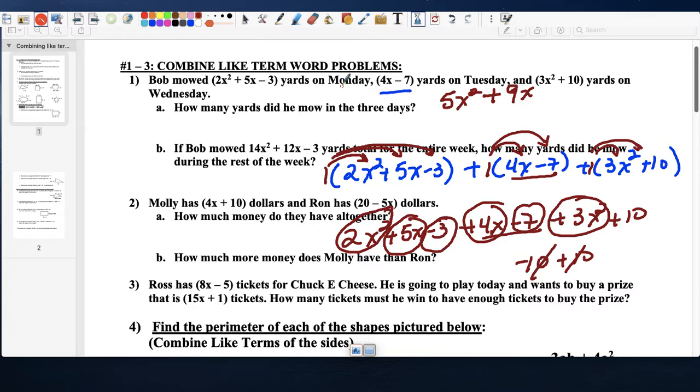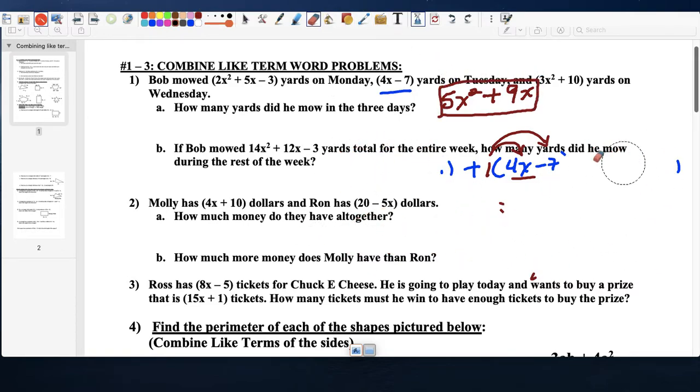So if you were to add how many yards he mowed Monday, Tuesday, and Wednesday, this would be his value. It's an expression that represents that quantity. We don't know what x is, but if I told you that x was 3, we would substitute and get a value. Now, I know that this is Monday, Tuesday, Wednesday, so I'm going to need that information for question 2.